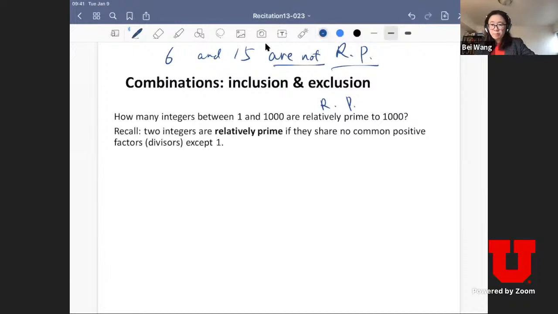So the hint of this problem, again, I want to first give you 20 seconds to think about how you want to solve this problem. And I'm going to give the hint of this problem. This is a slightly complicated solution, but it's not too different from the previous one where I'm asking how many integers are there that are divisible by 7.